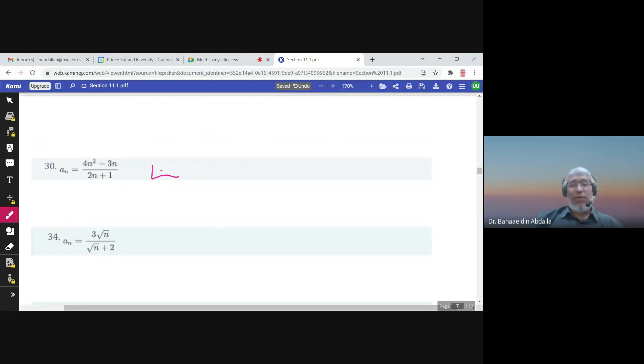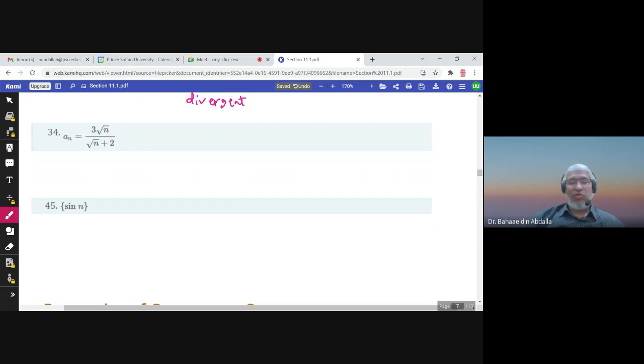Here, the limit when n goes to infinity of a_n would be the term with the highest power in the numerator, and here 2n. Now 4 divided by 2 is 2. n squared divided by n is n. 2 minus 1 is 1. 2 times, now I replace n by infinity, so 2 times infinity is infinity. So this sequence is divergent. So like this, when you have a limit, it would be convergent. When there is no limit, it would be divergent.